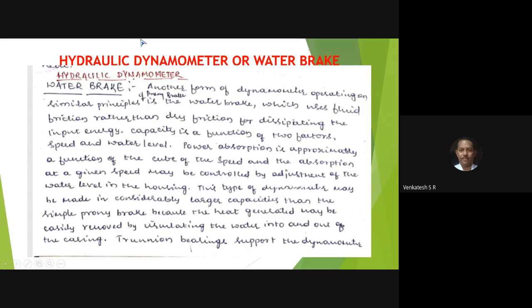All of you, please write down the question. Explain briefly with a neat sketch the hydraulic dynamometer or water brake. Put a question mark. List the applications.